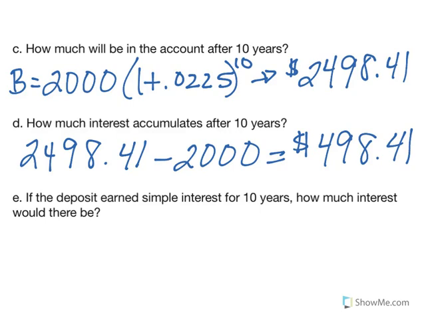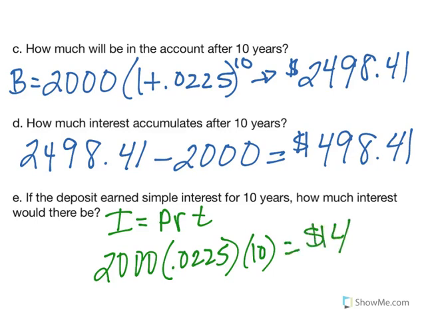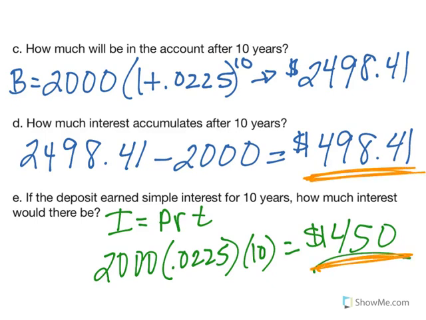How different would it be here in letter E if we were doing simple interest? So let's come back to the concept. Remember, simple interest is interest equals principal times rate times time. So our principal was $2,000, our rate 0.0225, and our time was 10 years. So if we do simple interest, we would have earned $450. So when you compare simple interest to compound interest, it's almost an additional $50 if you use compound interest, and compounding annually at that.